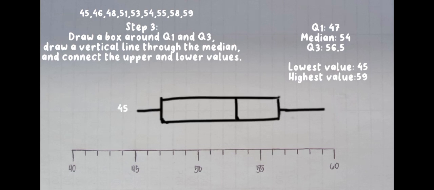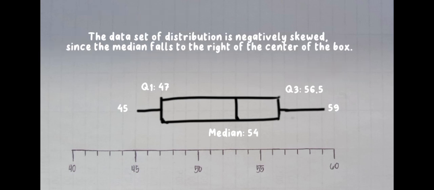So this is our lowest value. Then our highest value is 59. And this is our median, 54. Our first quartile is 47. And lastly, our third quartile is 56.5. Therefore, since the median falls to the right of the center of the box, the dataset of distribution is negatively skewed.